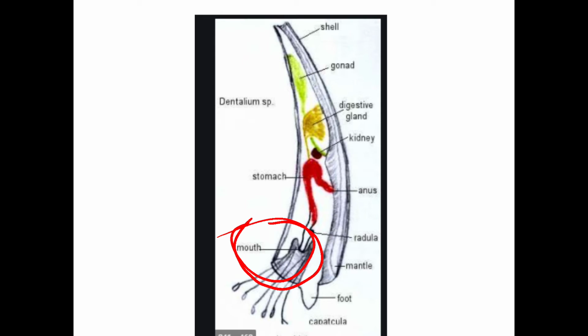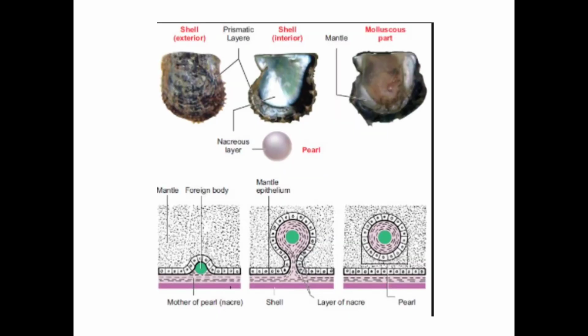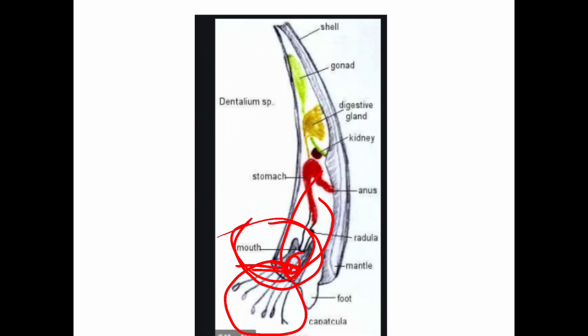It's a rasping organ, and they have a special type of tentacle called captacula. It is present at the base of the snout. That means here will be a pharynx, and at the tip of the pharynx the mouth will be present, and on the same side the captacula, the special kind of tentacle, will be present. That's about Dentalium.